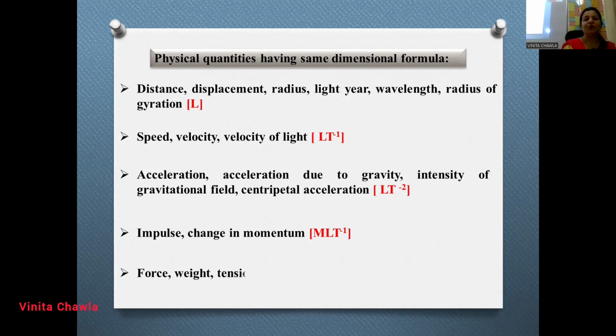Same only. Force, weight, tension, thrust. They have the same dimension MLT minus 2. Weight is mass into acceleration due to gravity. W is equal to mg. F is equal to ma. A and g have the same units. Tension is the force. Thrust is the perpendicular force, right? So MLT minus 2. They all have the same dimensions.